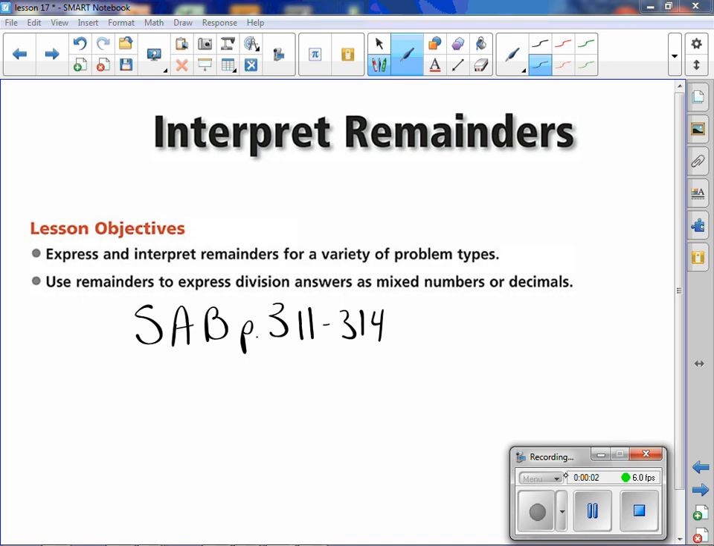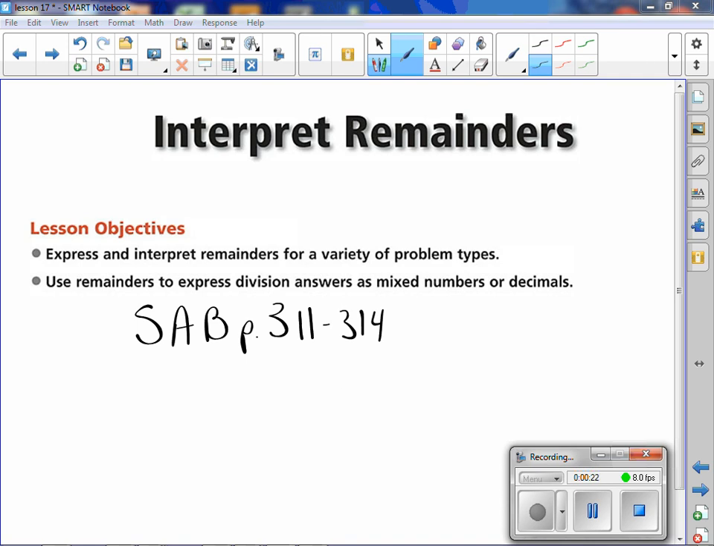All right, today we're working on Unit 7, Lesson 17. It's interpreting remainders, thinking about how you express remainders in the division of numbers as mixed numbers or decimals. So it's just that shift. I've already been doing some of that as we've been going through the lessons, so that shouldn't be too new, I don't believe.